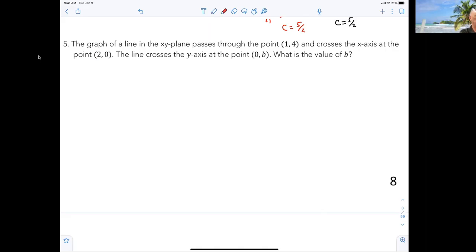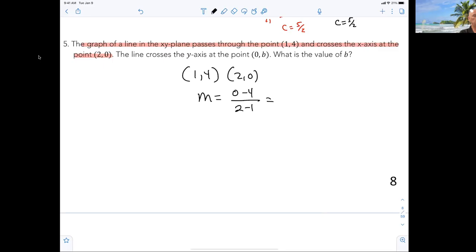So I have the graph of the line passes through (1, 4) and crosses the x-axis at (2, 0). All right. So right off the bat, you should say I have an equation with 2 points. So if I have an equation with 2 points, everyone should be able to say, well, I can write the equation of that line. It's going to be no problem. So in order to write the equation of the line, I always need a point and a slope. So the first thing we're going to do is calculate the slope. So m equals 0 minus 4 over 2 minus 1. Is everybody happy with the slope being negative 4?